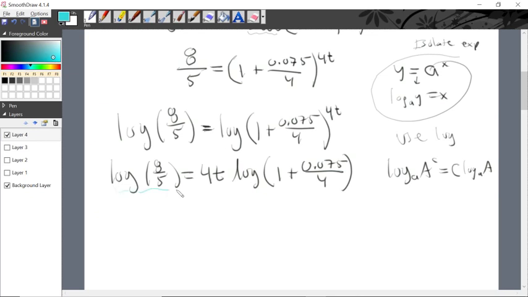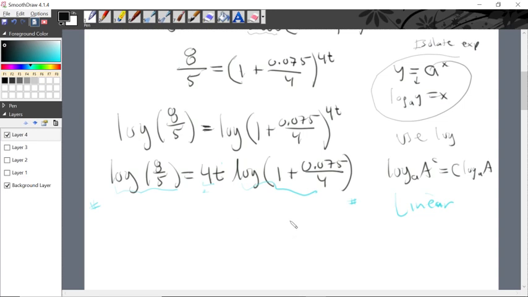Now, what kind of an equation do we have right now if we assess this equation? The log of 8/5 is just a number. The log of 1 plus 0.075 over 4 is in fact just a number. And 4 is just a number. And the only variable that we have, t, is to the power of 1. So in fact, our equation here is just a linear equation. And we can solve it for t by just dividing by all of the factors that are multiplied by t.